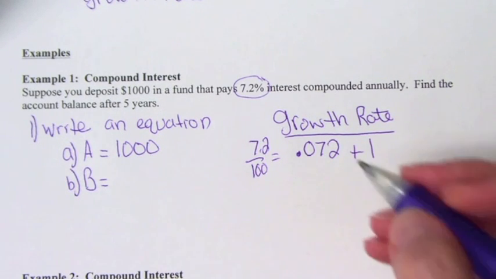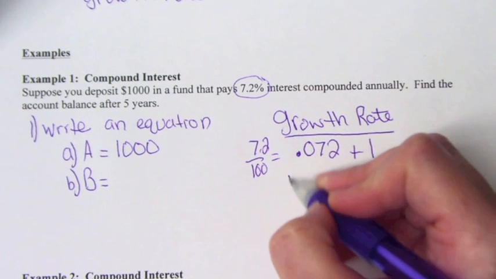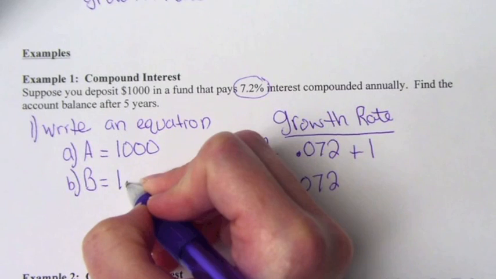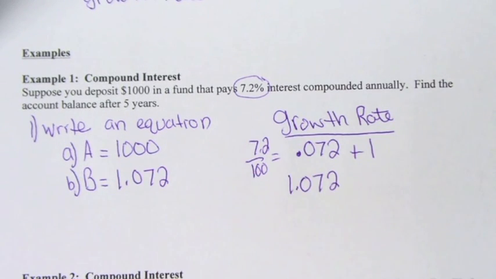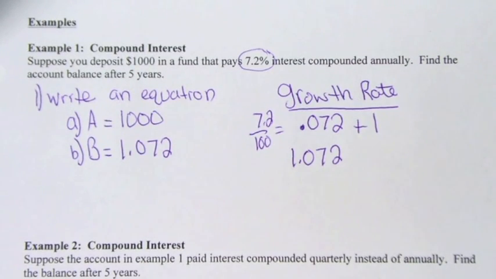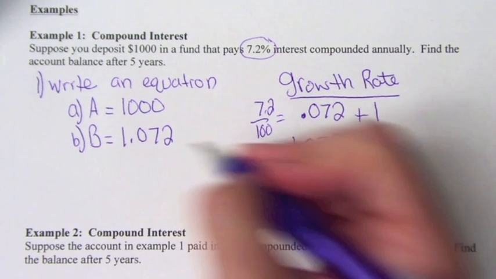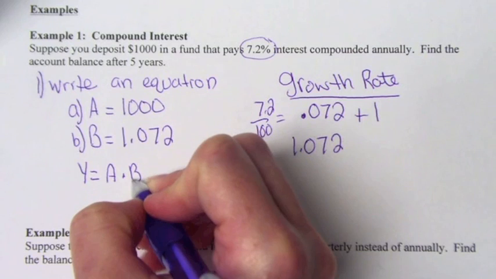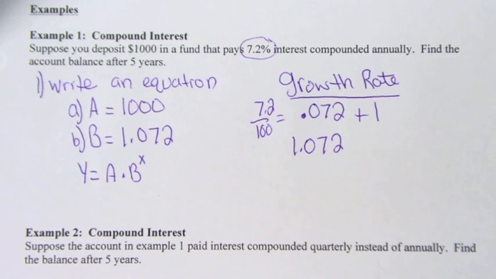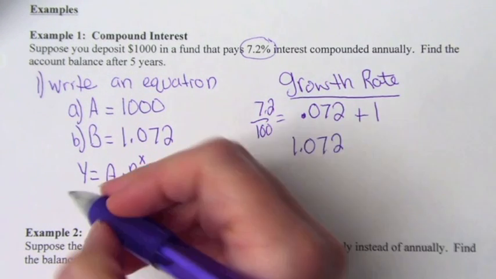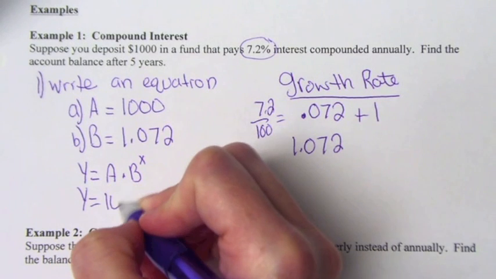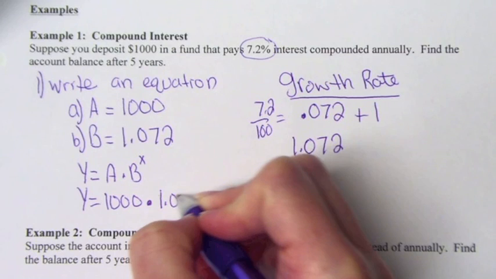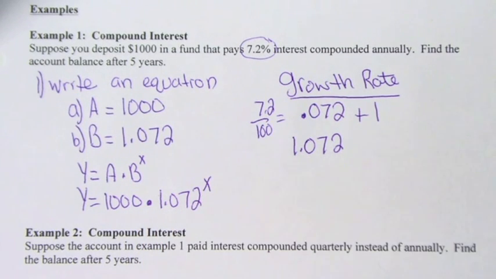So it's 1.072? Exactly. The growth rate is 1.072. So that is going to be our B, and that's what we're going to plug into our equation. The basic form of the equation is y equals A times B to the x power. So we plug A and B in. We have 1,000 for A. So we have y equals 1,000 times 1.072 to the x power.